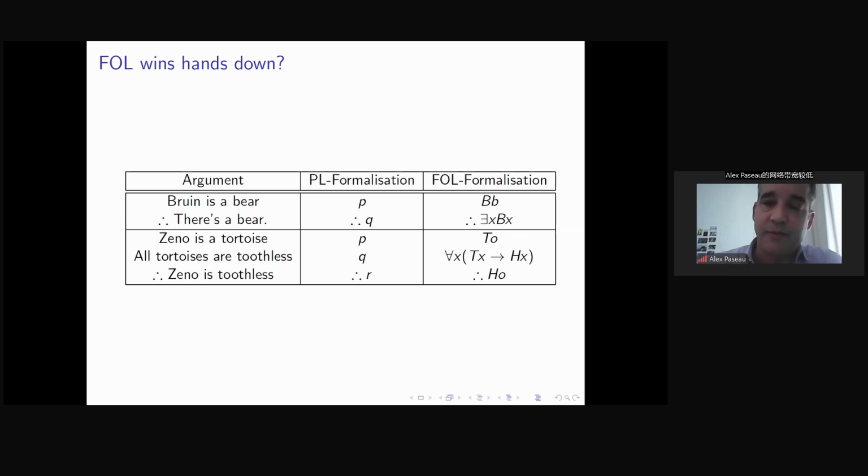This is an example taken from the logic textbook that we use at Oxford when we're teaching introductory logic. P, Q, therefore R is the propositional formalization. The first order formalization is T(o), ∀x(Tx → Hx), therefore H(o). Again, same story. We've got a valid English argument. The propositional logic formalization is invalid, whereas the first order logic formalization is valid.